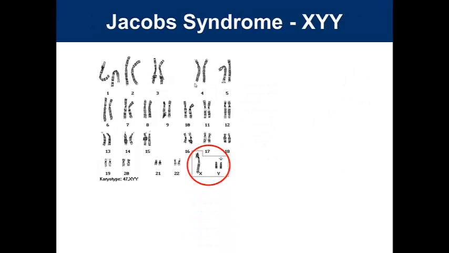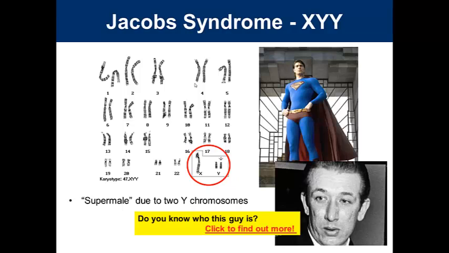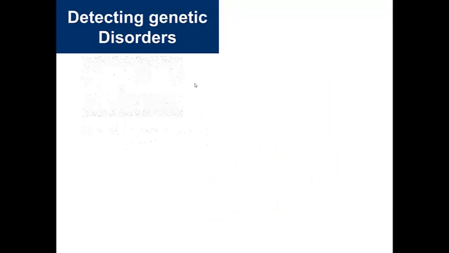Jacob's syndrome is another non-disjunction event. So they consider it to be like the super male because these individuals have 2 Y chromosomes. These people tend to be more aggressive than average males.